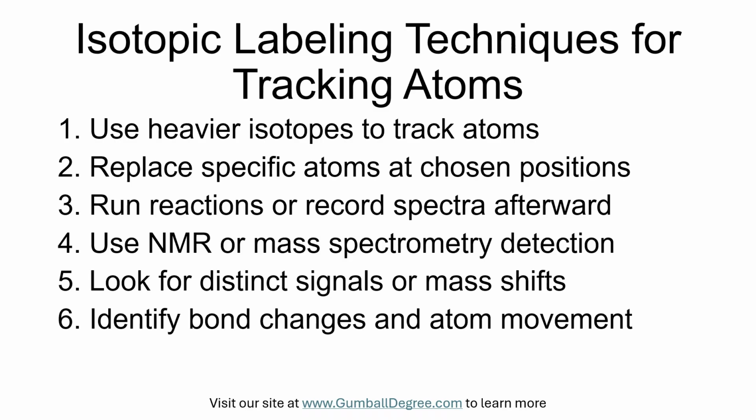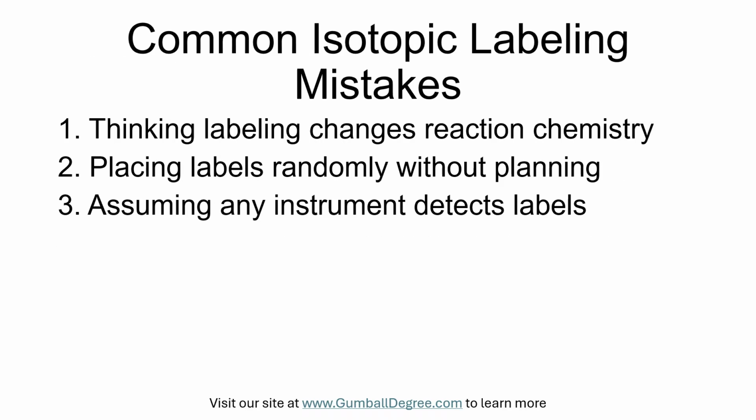This method helps answer questions about mechanism, product formation, and which parts of a starting material end up in a product. Students often think labeling changes how the chemistry works, but usually the chemistry is the same because isotopes differ mainly in mass, not chemical behavior.